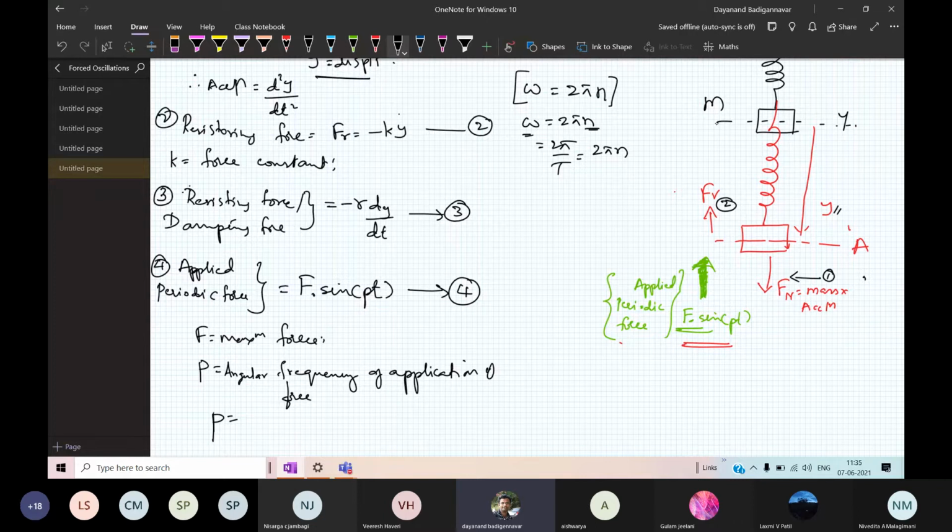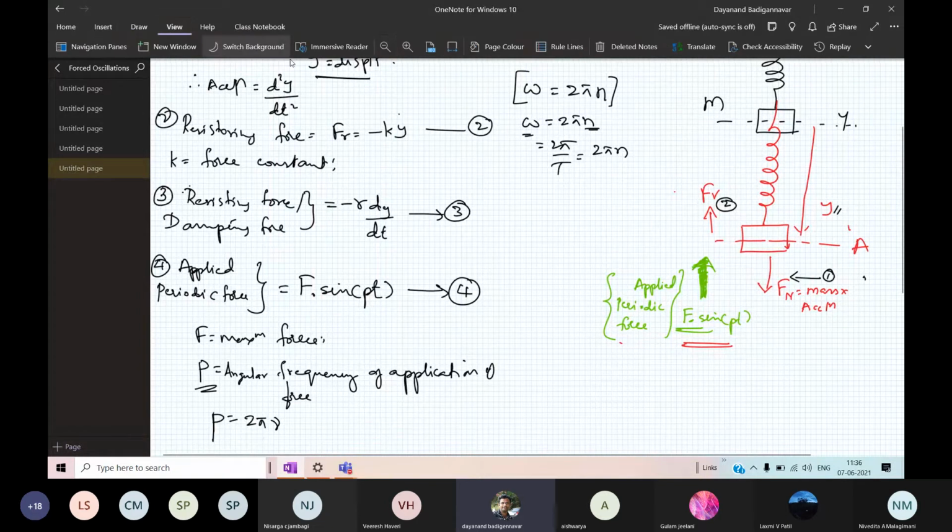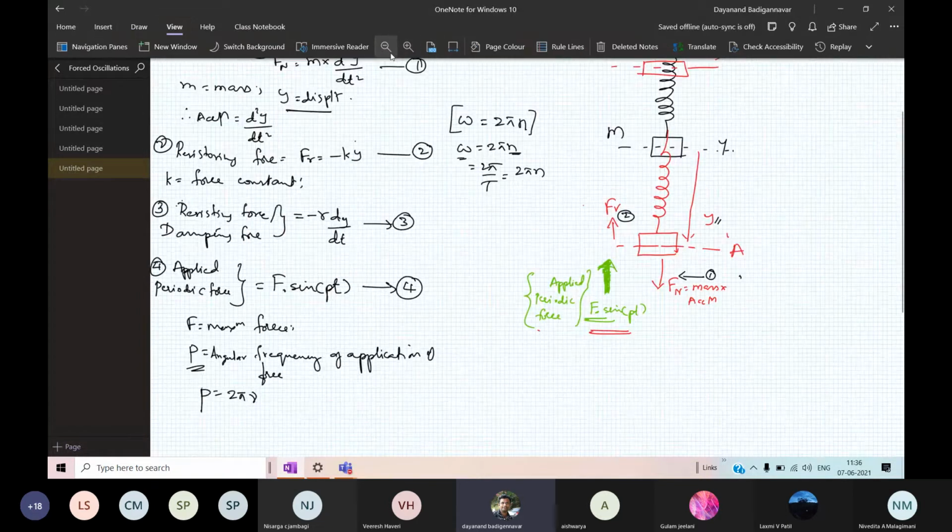Omega is the frequency of the oscillating body. Likewise here, p is also an angular frequency. This can be written as 2 pi into mu. Every 2 seconds, okay, you have to apply the frequency. Okay, this is the system.